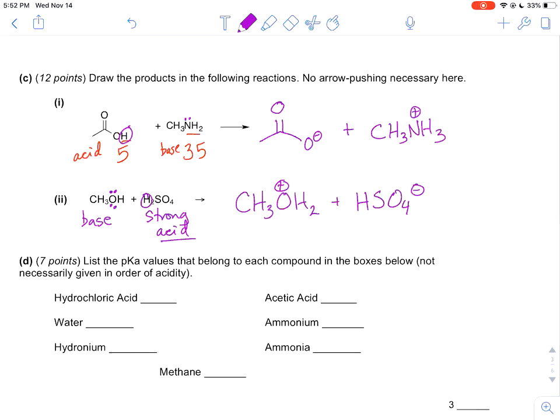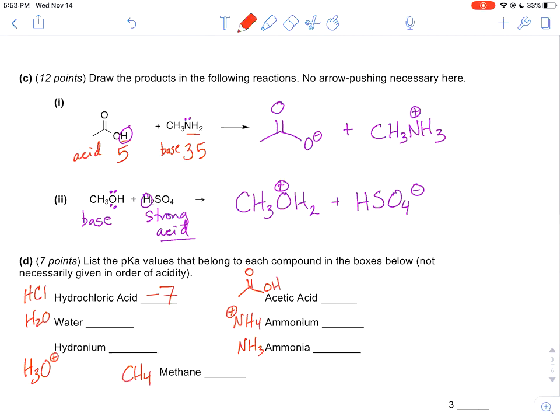And then finally, we're at the pKa part. If it makes you feel better to see the actual structures, we can do that. HCl, H2O, hydronium, H3O+, acetic acid is a carboxylic acid, ammonium, NH4+, and ammonia is NH3, methane, CH4. This was just a memorization thing.